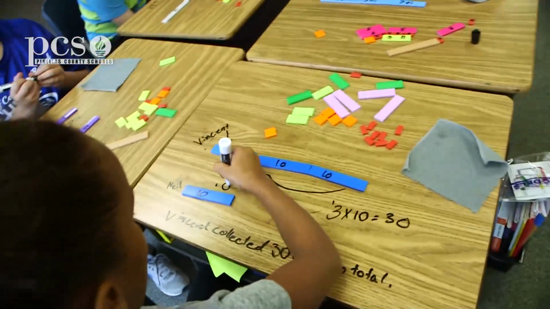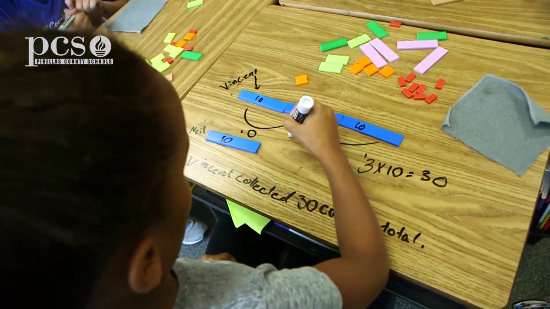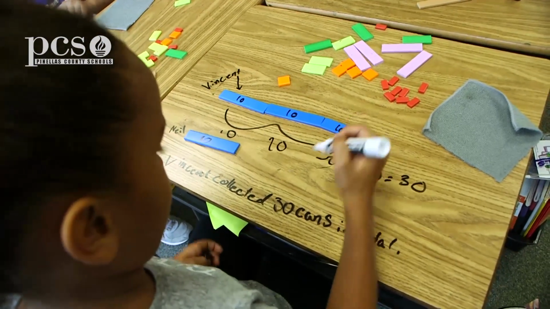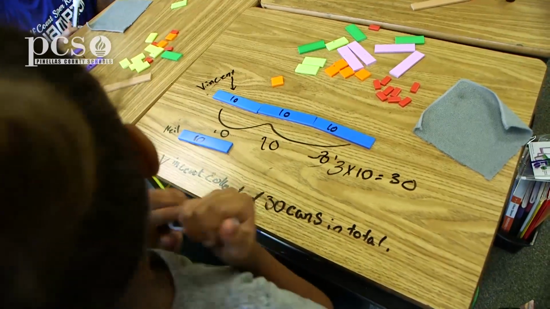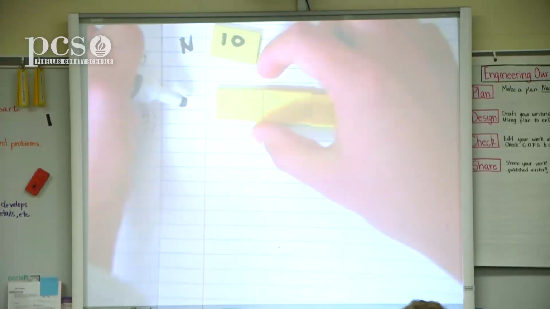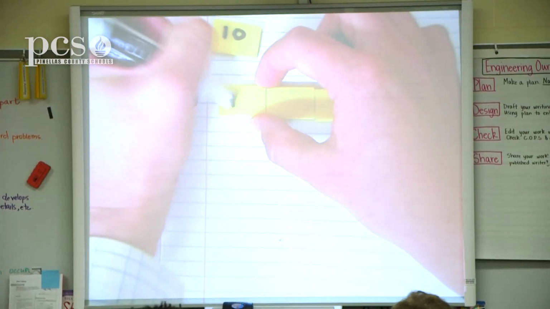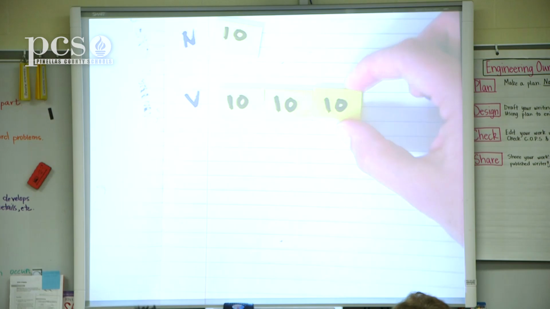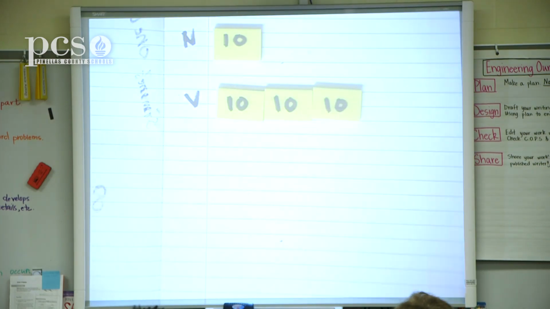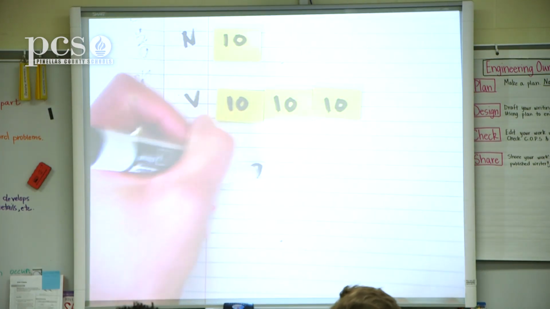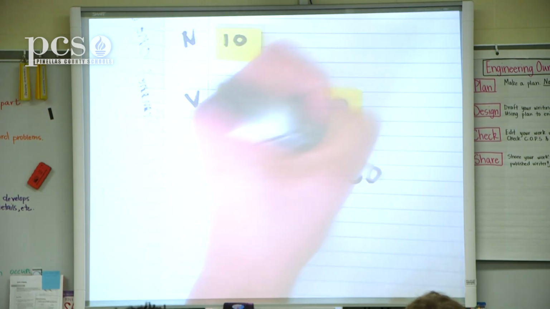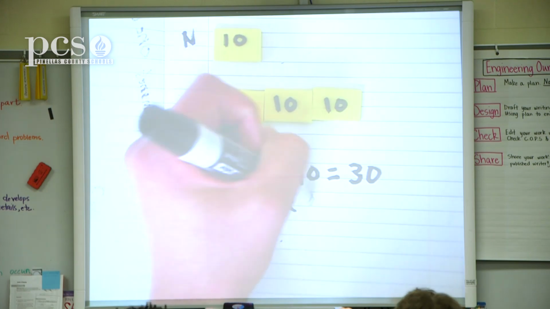Most of you guys have an excellent model that represents the problem. You've added labels, you've drawn an equation, and you've written a sentence to answer the question. So we've got Neil and we've got Vincent. We've shown 3 times as many, but I see 2 different equations. Does it matter which one I write?